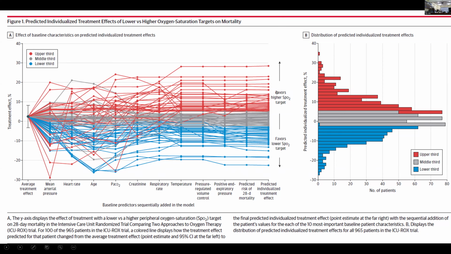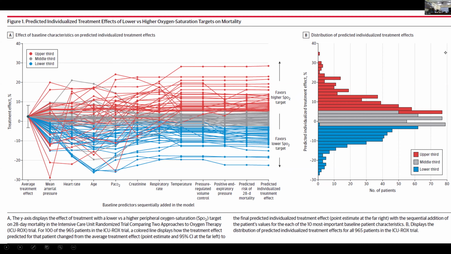What are the three groups? One group favoring higher oxygen. That means in these people, higher oxygen will improve their mortality. In this group, lower oxygen favors mortality. And in this group, it doesn't make a difference what oxygen target, it won't change their mortality. Based on the same thing, you can look at it. The large number of people in gray were those where it didn't favor either. And these are the number of people who favored higher oxygen. These are the number of people who favored a lower oxygen target.